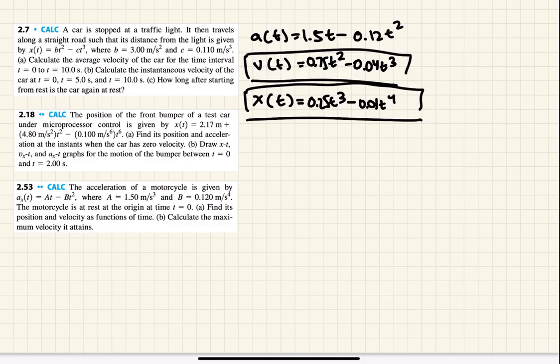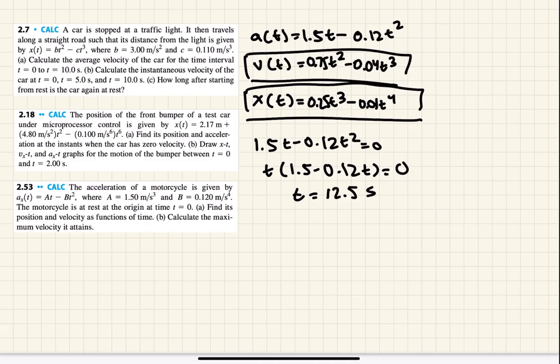You want to calculate the maximum velocity that it attains, and so that's when acceleration is equal to 0. So a of t equals 0, 1.5 t minus 0.12 t squared equals 0. Factor out the t, 1.5 minus 0.12 t equals 0, and so you just solve, well, you know t is not equal to 0 because that's when it's at rest. So you do 1.5 divided by 0.12 to solve for t equals 12.5 seconds. Now you want to calculate the velocity at that point, so v of 12.5 is going to be 0.75 times 12.5 squared minus 0.04 times 12.5 cubed. So you would calculate this.